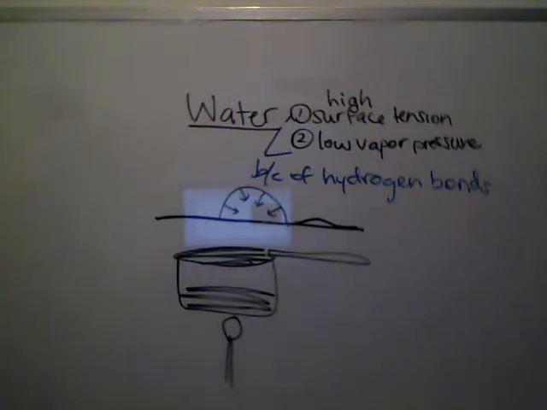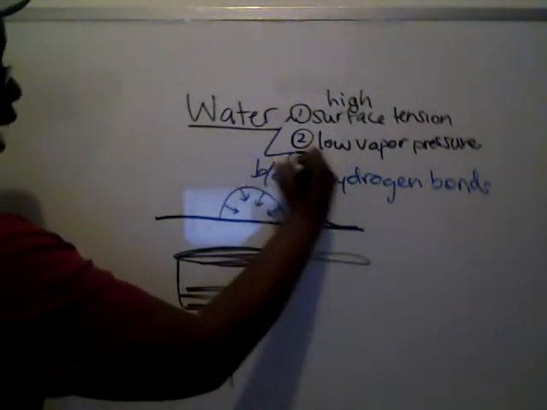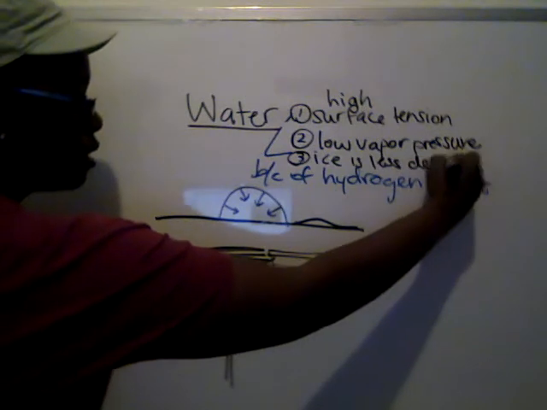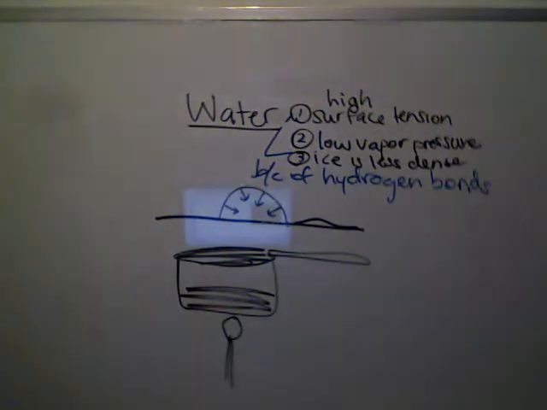The last thing that they want you to know is another property of water is that ice is less dense than liquid water. And that's actually a special property of water. Most solid forms are going to be more dense than their liquid forms. But ice in particular is actually less dense. And the reason why is that when the liquid particles actually freeze, they spread out.